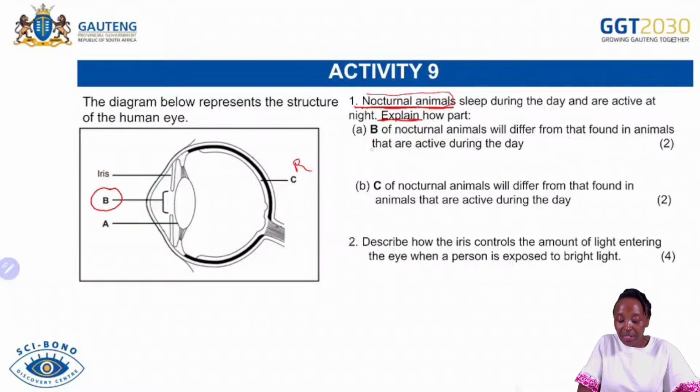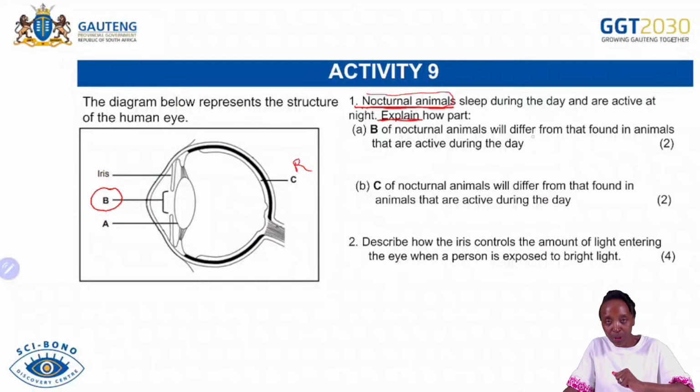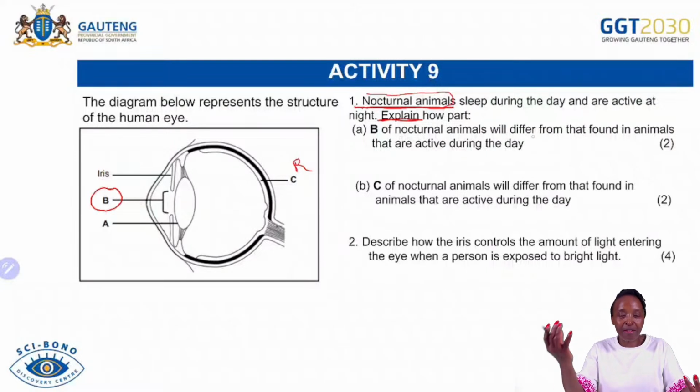Part B, we said it's the pupil. So how will it differ? Part B of nocturnal animals will be more dilated. Why is it dilated? So that more light can enter the eye. So I've spoken about the pupil being dilated, the cause, and the effect will be that more light enters the eye, because they function at night, they need to see clearly. So the cause, the effect.